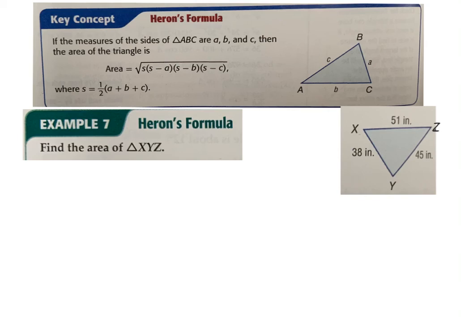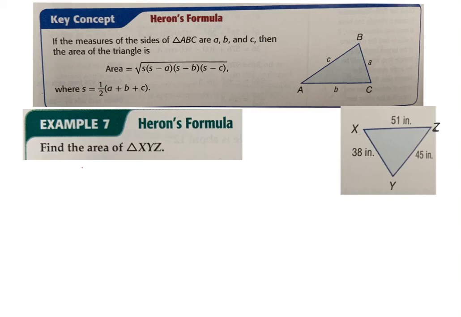This is called Heron's Formula. The area equals the square root of S times S minus A times S minus B times S minus C. S is the sum of your sides divided by 2. All right? So it's not hard to do. It's just you've got to remember it. So let's just look at how we would do this particular one. Find the area of this triangle.